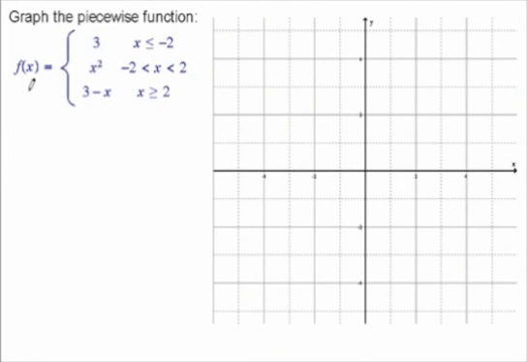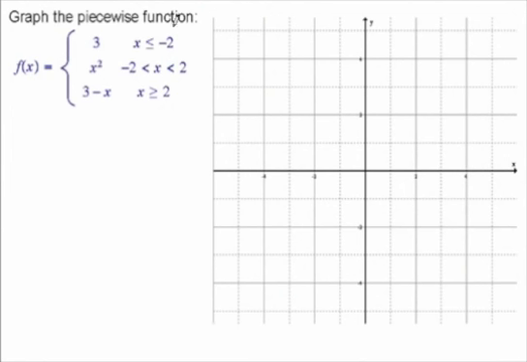Here's a function that is piecewise. That means it's broken up into three unique pieces. We have to worry about the boundaries of these pieces. For instance, f of x is equal to 3 only when x is less than or equal to negative 2. And f of x is equal to 3 minus x only when x is greater than or equal to 2. And in between those two boundaries we have this other function, x squared, enacted.